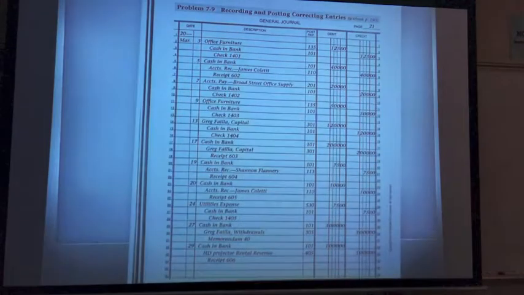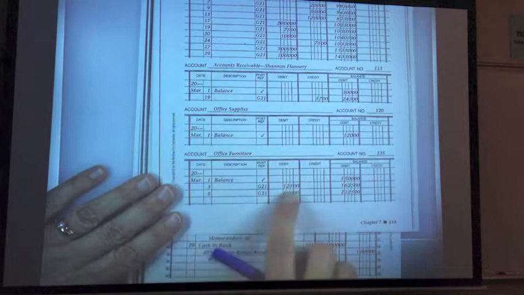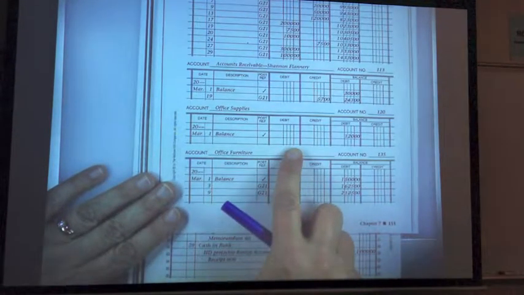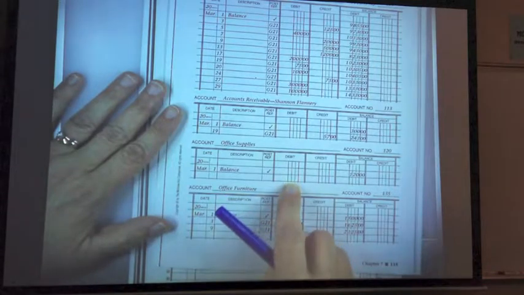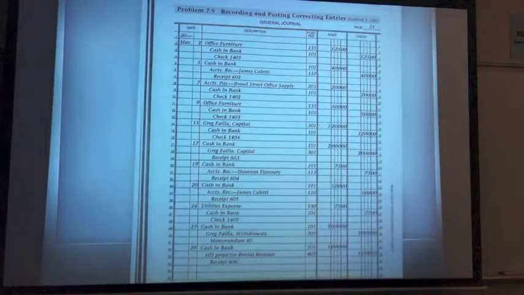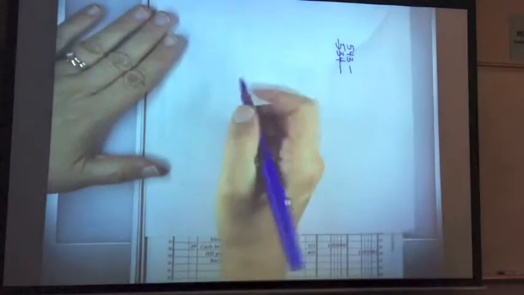Now, if I look over here in office furniture on my next page, I see that I did indeed post it to the office furniture and not to office supplies. Since I have an error in the journal and in the ledger, I'm going to have to create a correcting entry. Now this is how I like to think through it. I always, pardon my scrap paper here, think in terms of what should have happened.